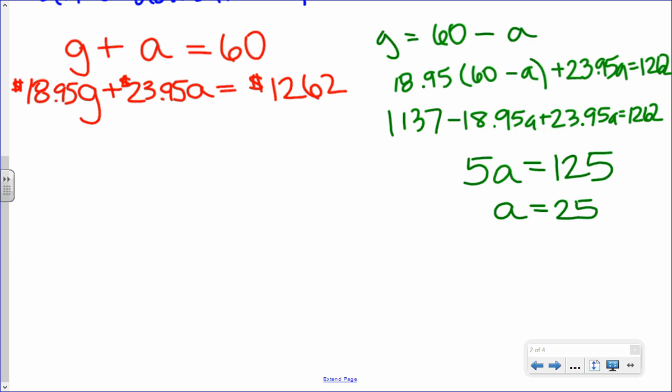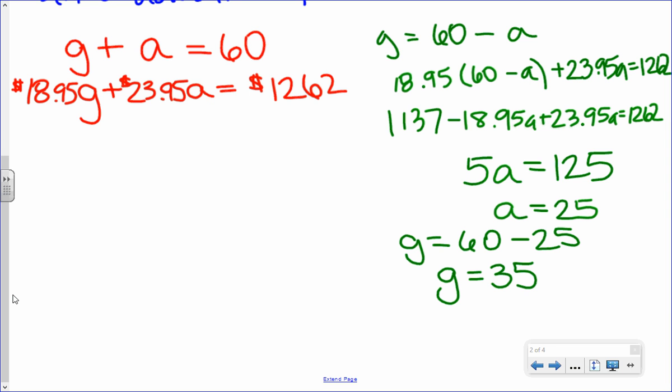Okay, let's take a step back. What are they asking us to find? They want just a general admission, okay? We found the adventure pass, so we need to go back up to our general admission is 60 minus A. How many general admission passes did we sell? 35. Okay? Now, you are not going to write G equals 35 and circle it. Answer the question.